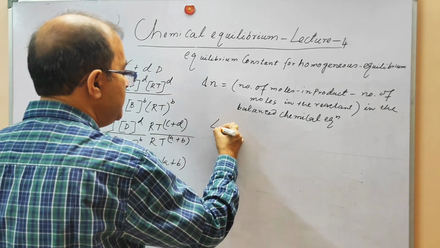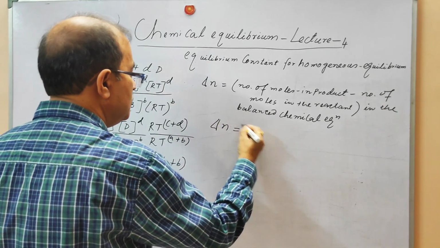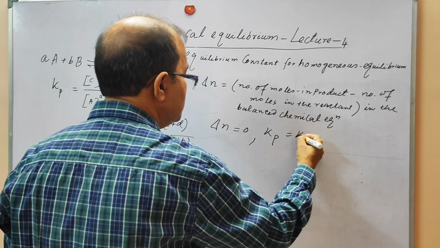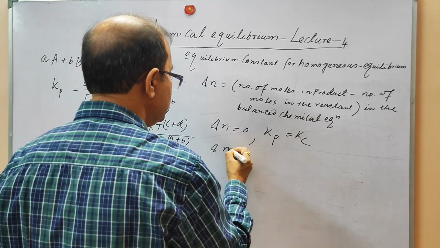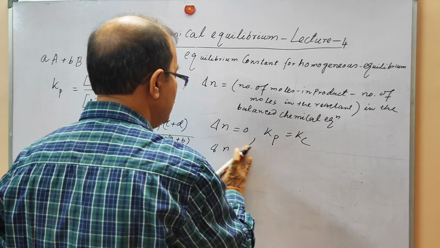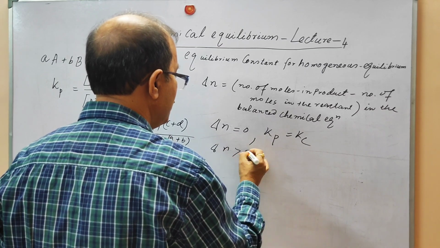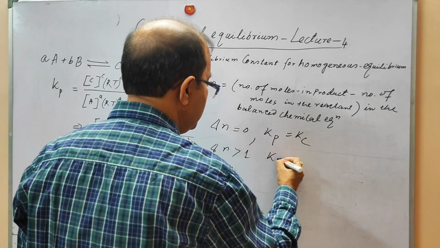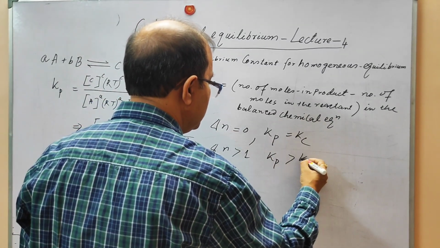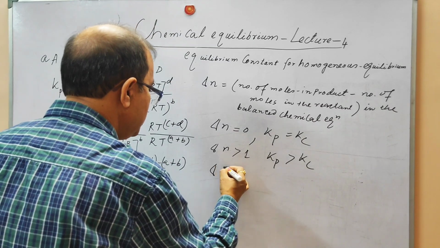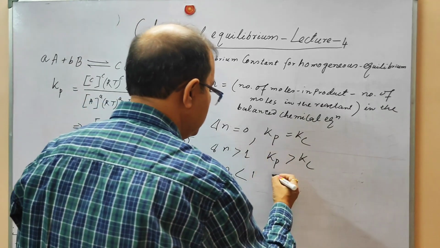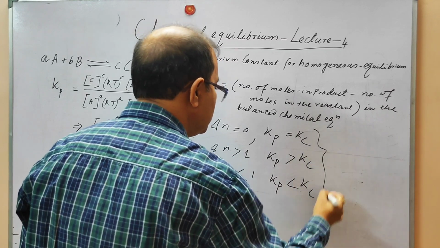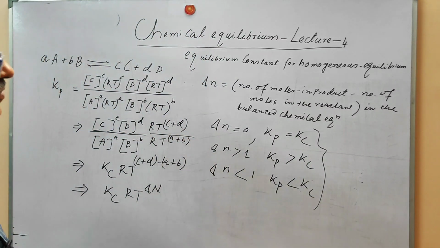Suppose del n is equal to 0, then we can say Kp is equal to Kc. If del n is greater than 1, then Kp will be greater than Kc. If del n is less than 1, then Kp will be less than Kc. So these are the things that we understand.